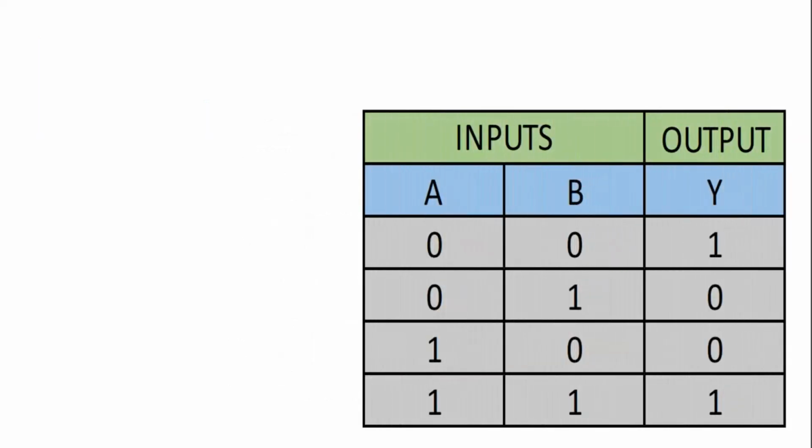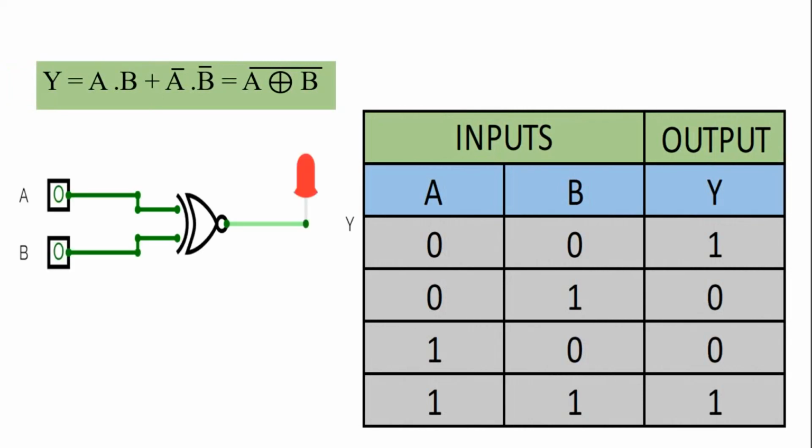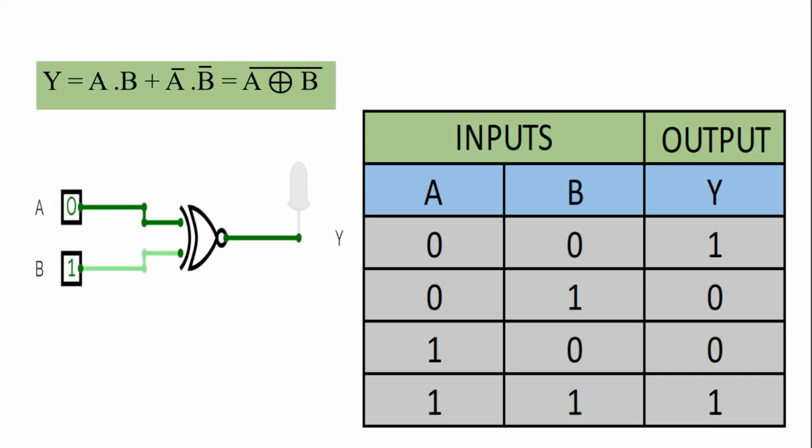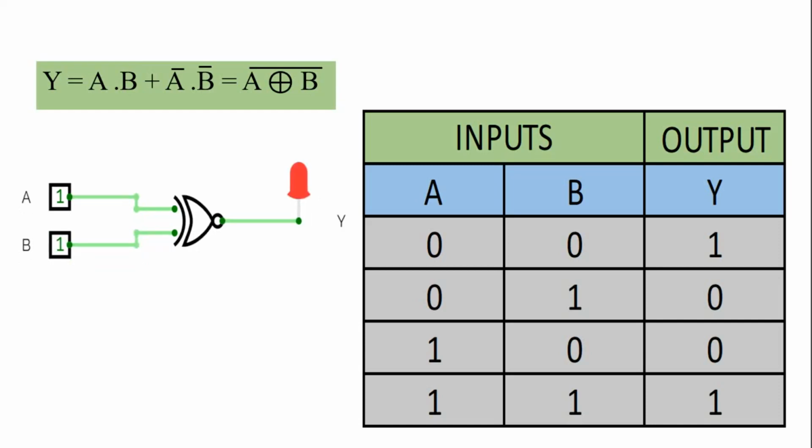This is the truth table of XNOR gate. As Y equal to A dot B plus A bar dot B bar, when both the input 0, output 1. When A equal to 0, B equal to 1, output 0. When A equal to 1, B equal to 0, output 0. And when both the input 1, output 1.